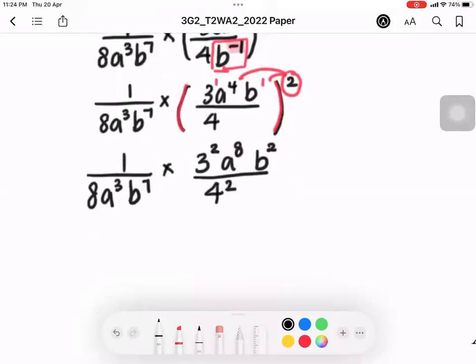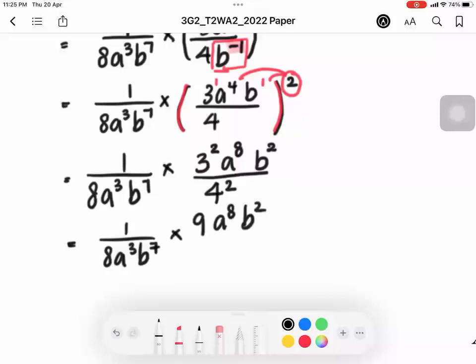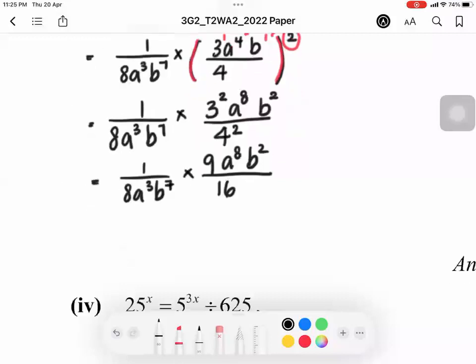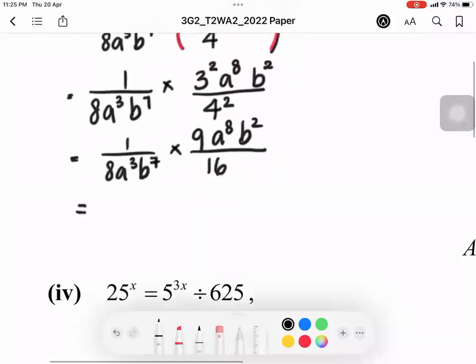Right, now there are so many numbers over here. Let me call help on my calculator. Okay, 8a cubed b to power 7. 3 squared is the number 9. A to power 8, b squared over 4 squared, 4 times 4, 16. Now finally we're going to simplify it, deal with the numbers. So what are the numbers that we have? We have 9 over 8 times 16.